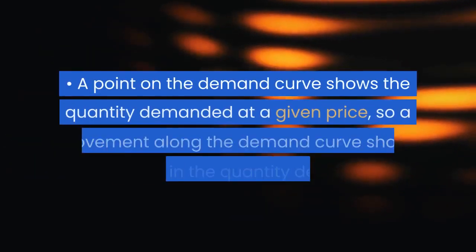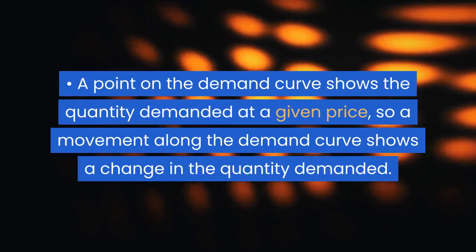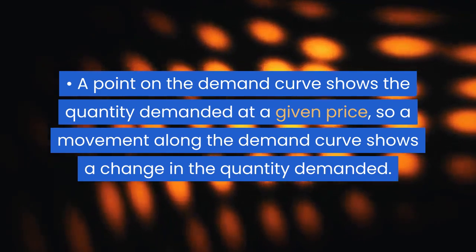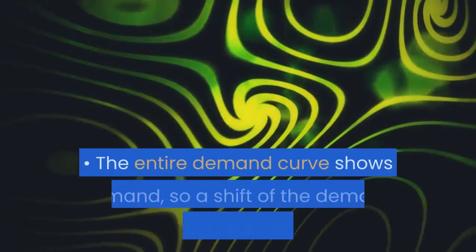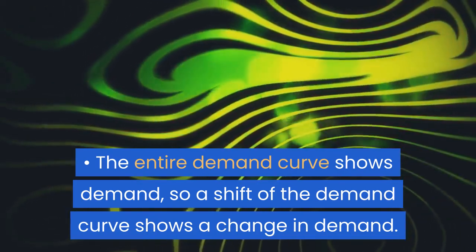A point on the demand curve shows the quantity demanded at a given price, so a movement along the demand curve shows a change in the quantity demanded. The entire demand curve shows demand, so a shift of the demand curve shows a change in demand.